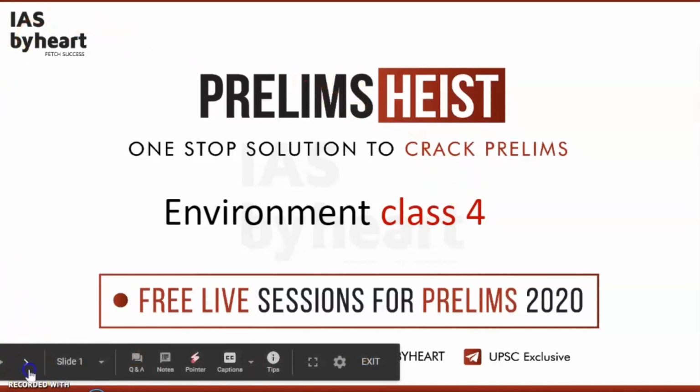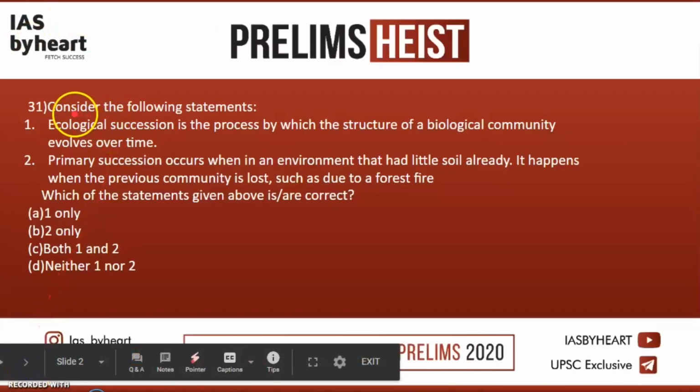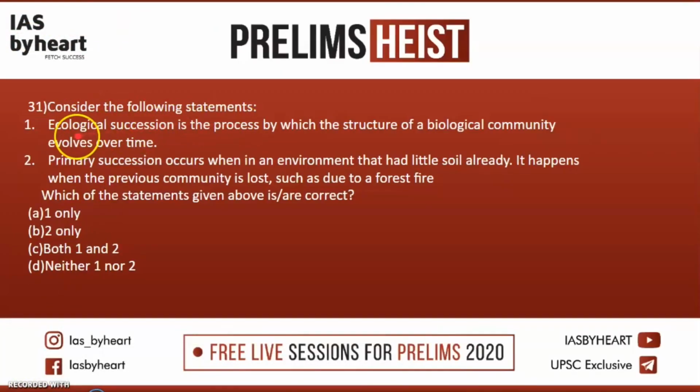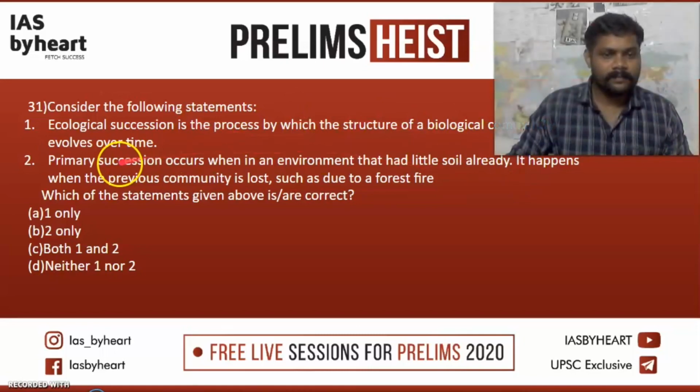See, this is our first question. Consider the following statements. First one, ecological succession is a process by which the structure of a biological community evolves over a time. Second one, primary succession occurs when in an environment that had a little soil already. It happens when the previous community is lost, such as due to forest fire. Here we have to choose the right statement.